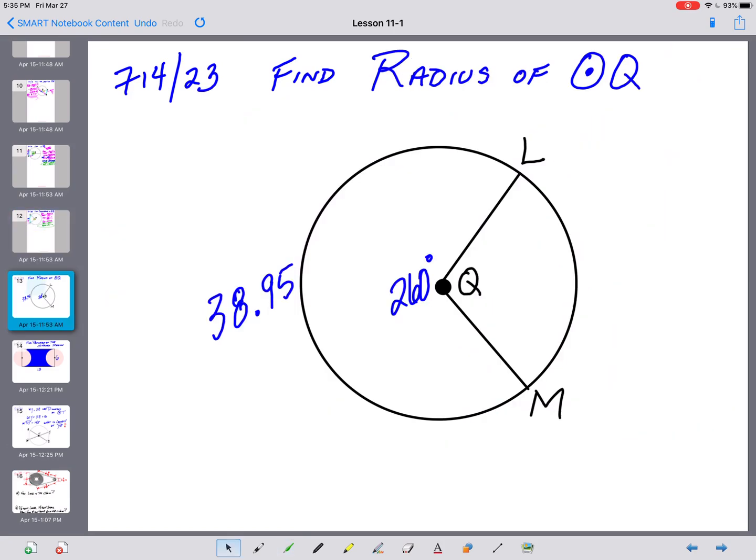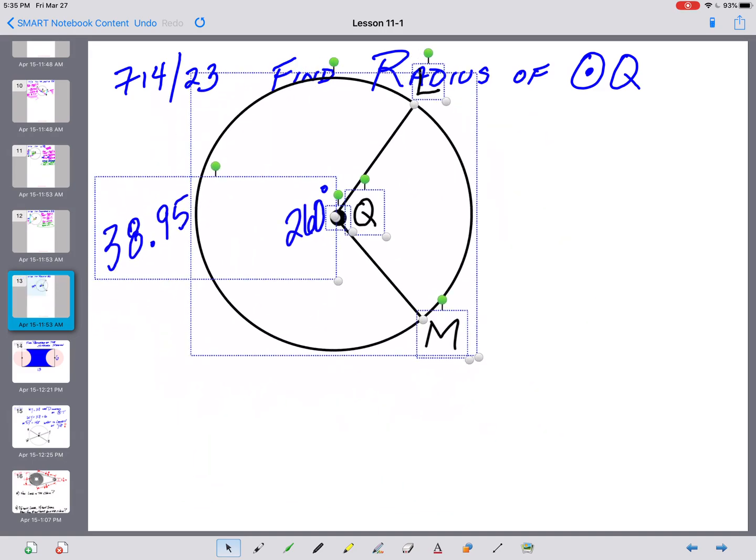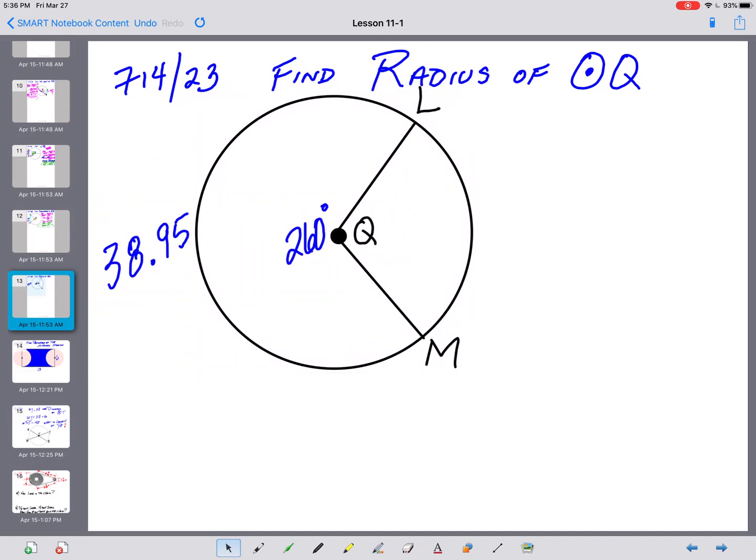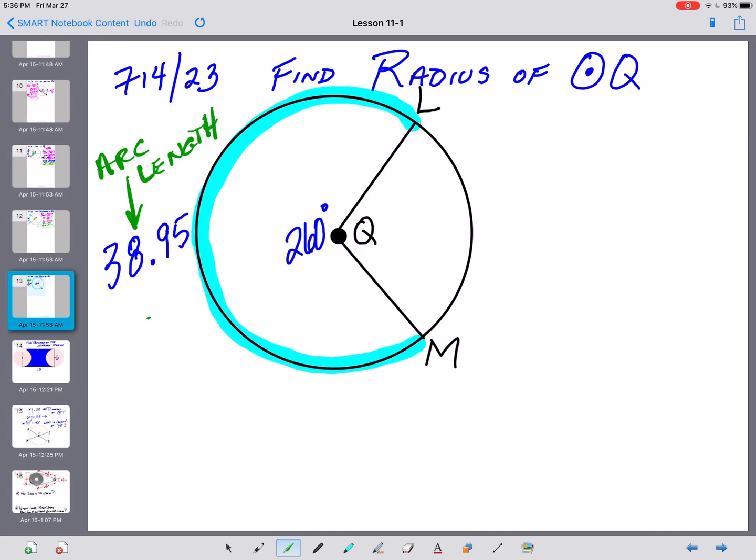Okay, what's our next one? Find the radius on this one. Let's see what we got on this. Okay, what did they give us? Well, they gave us one heck of a big arc length. That is the arc length of that blue arc. Now, what else did they give us? Yep, they gave us a heck of a big central angle. That's the central angle right there, a big 260.